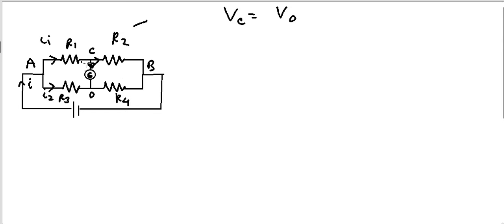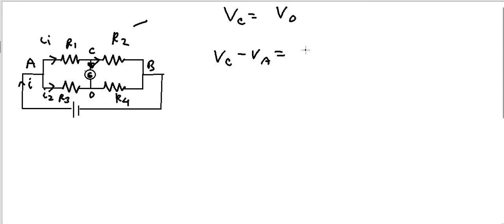Okay, so let me apply Ohm's law to each and every resistor. So the potential difference across this resistor is Vc minus Va.